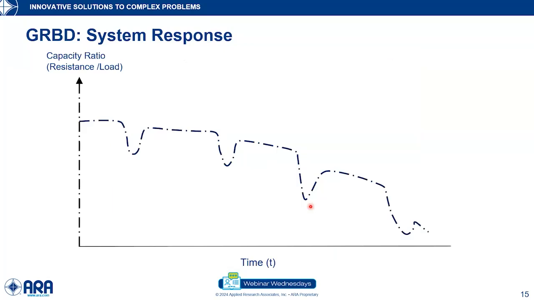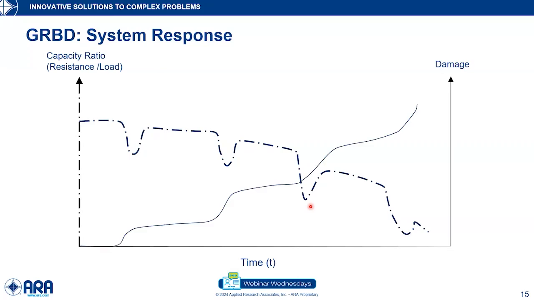And again, in here, you can see the capacity ratio goes down. This is part of the system response. Then you have the cumulative damage, where you can accumulate deformations in certain geotechnical assets, or sometimes change in the properties. It could also be part of that cumulative damage aspect.